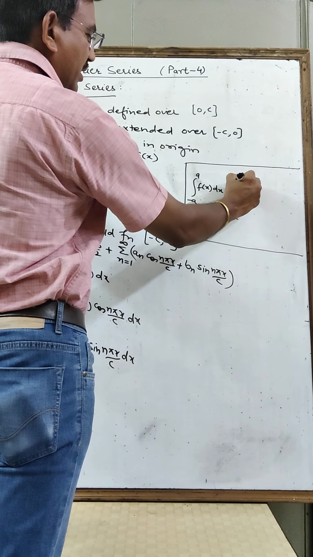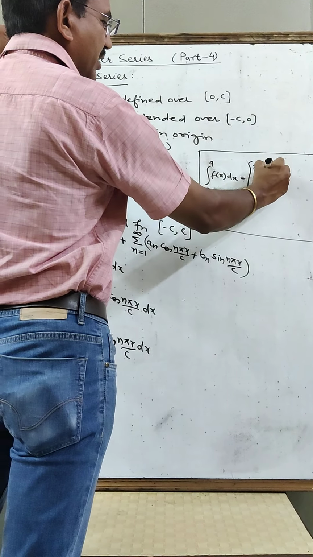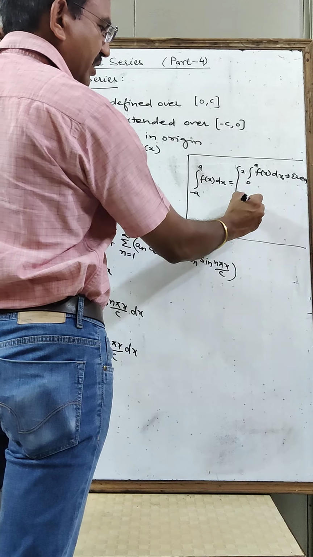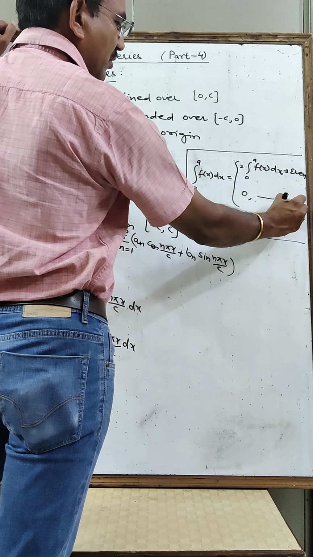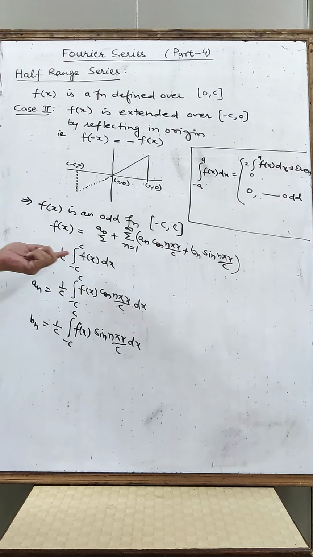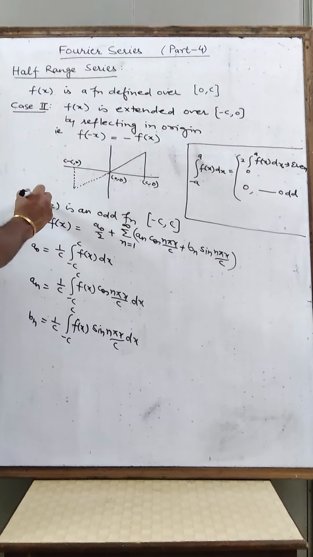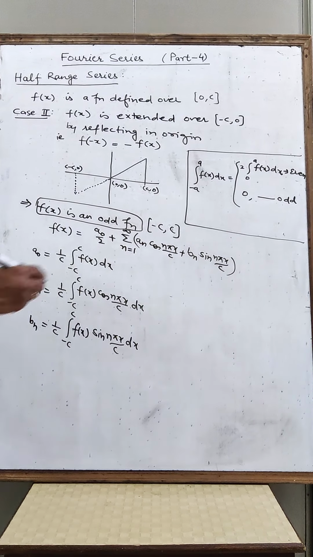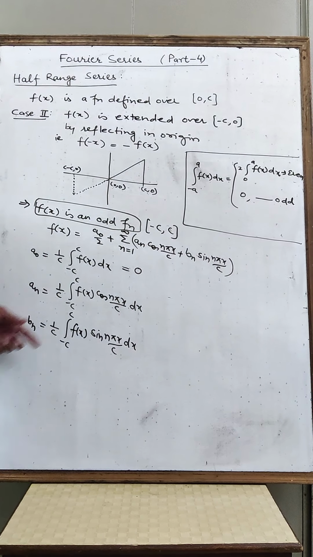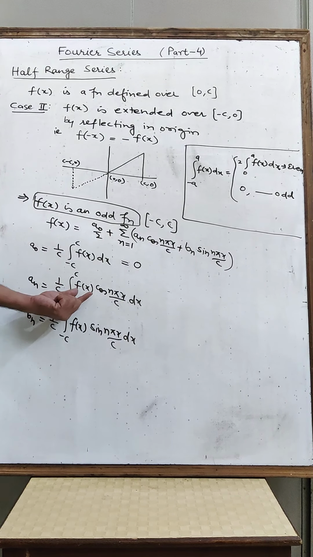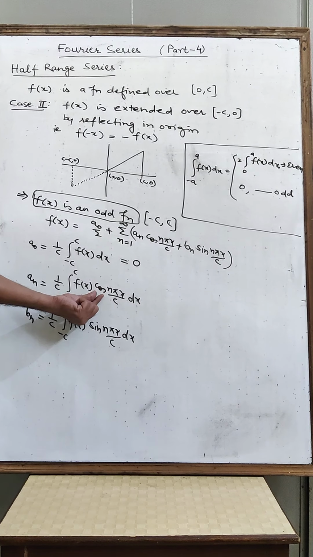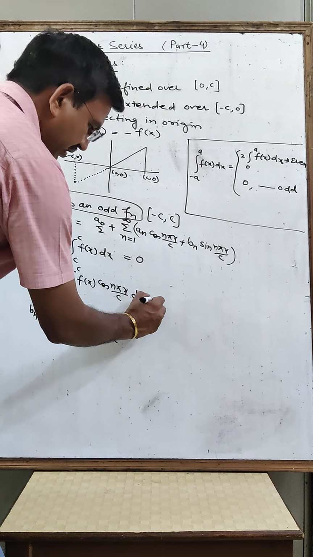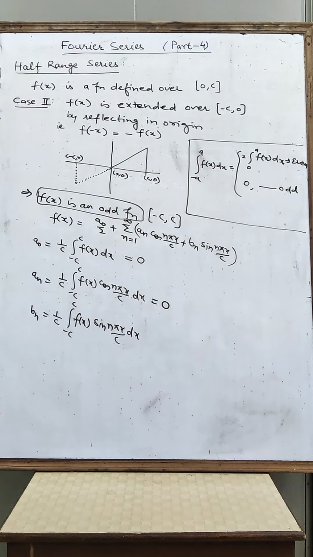is equal to twice integral from 0 to a f of x dx in case of even function, and it is equal to 0 in case of odd function. So students, here f of x is an odd function because we have extended it as an odd function, so a naught would be equal to 0. Here again for an, f of x is an odd function, cosine is an even function, so overall this function would be an odd function, and again its integration would be equal to 0.